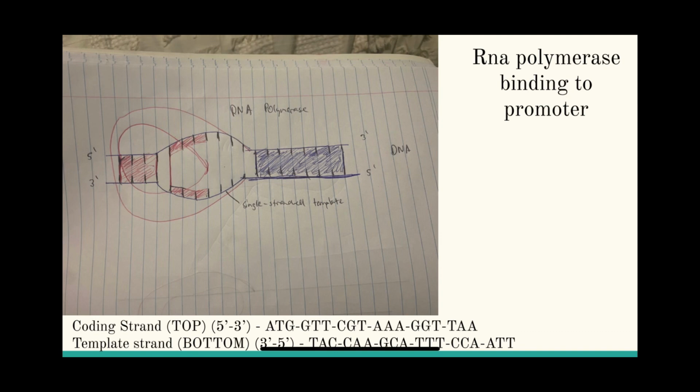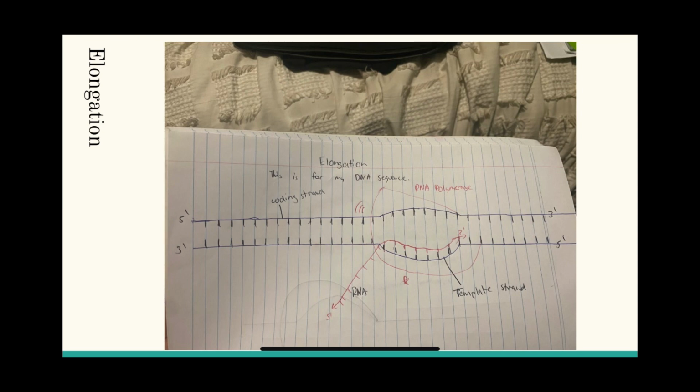RNA polymerase enzyme binds to the promoter and begins to add complementary bases to the template strand. The only difference here is that in the case of mRNA, the base thymine is replaced with uracil. The next step is elongation. In elongation, the RNA polymerase enzyme moves along in the 3' to 5' direction on the template strand and adds new nucleotide base pairs complementary to that of the template strand. With the addition of new nucleotide base pairs, the RNA strand keeps elongating.